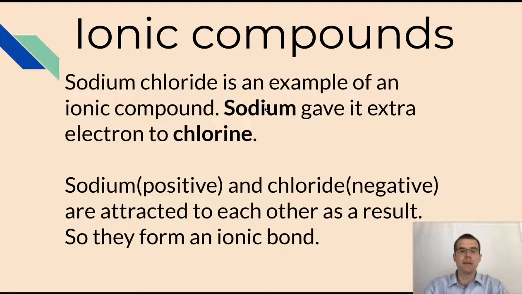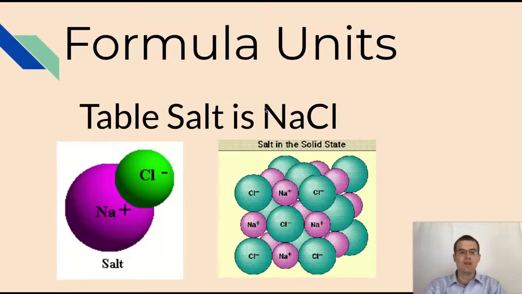So here's an example of an ionic compound, sodium chloride. Sodium chloride occurs when sodium gives away its extra electron to chlorine. Sodium then becomes positive and chlorine negative, so they are attracted to each other as a result, and they form an ionic bond. And so we can see here we've got positive sodium and negative chlorine. The two are bonded together.